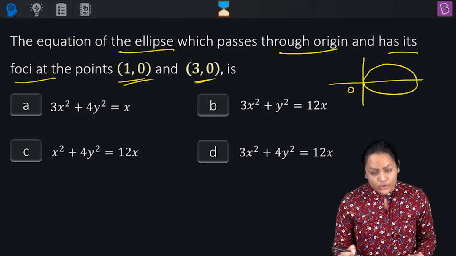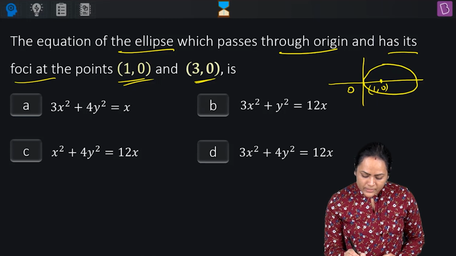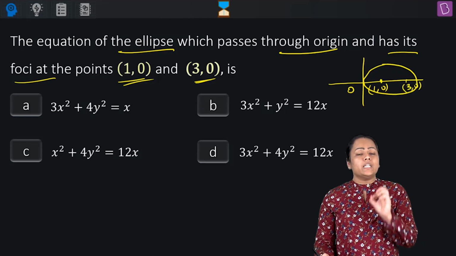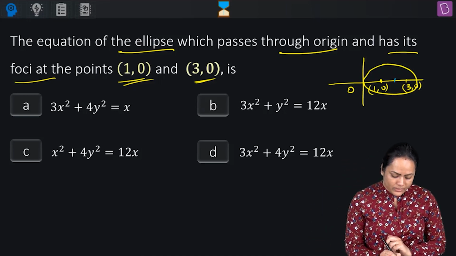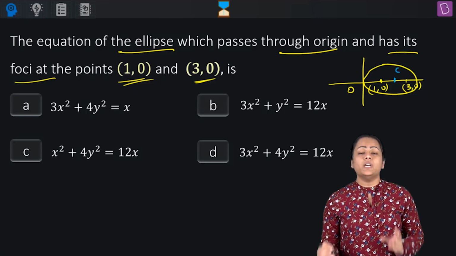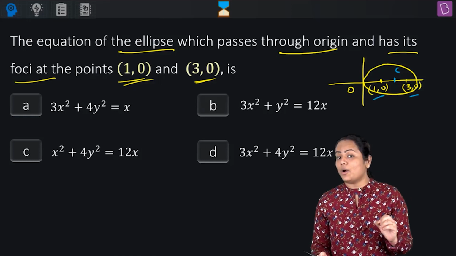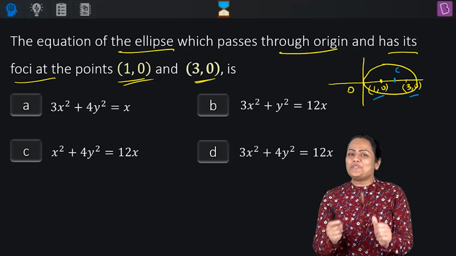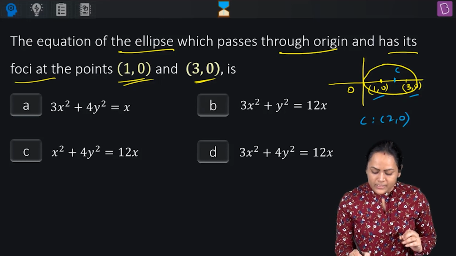This is my origin, that is O, and I have 2 foci here. One is (1, 0), while the other one is (3, 0), right? Now, the midpoint of these two, (1, 0) and (3, 0), we know very well, is going to be the center of the ellipse. Now, guys, tell me what is the midpoint of (1, 0) and (3, 0)? Well, that is (2, 0), isn't it? So, I have the center with me, that is (2, 0).